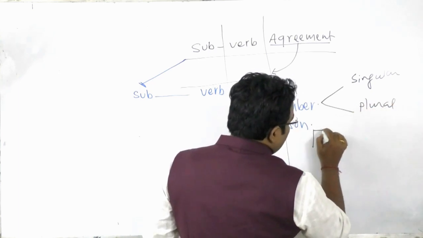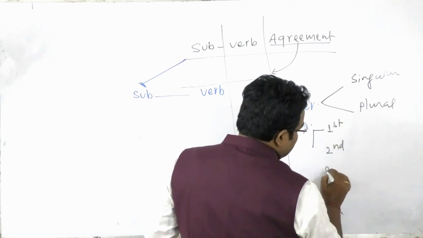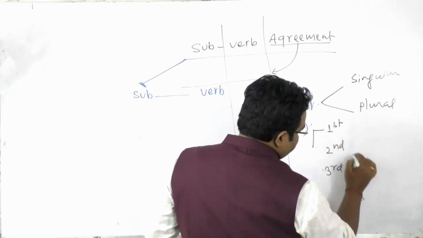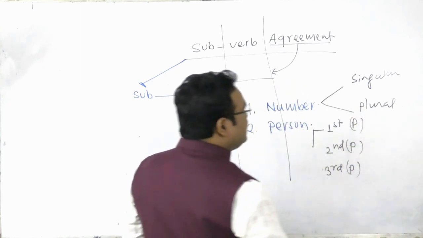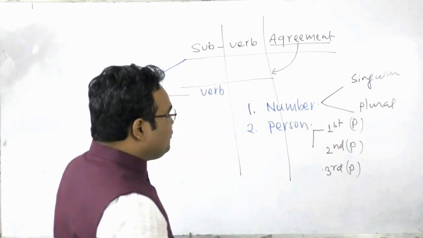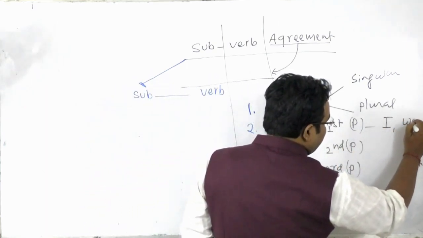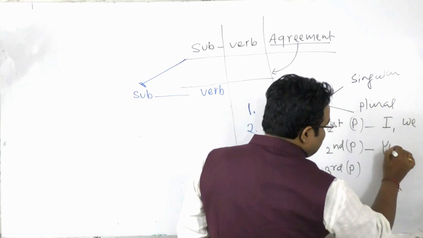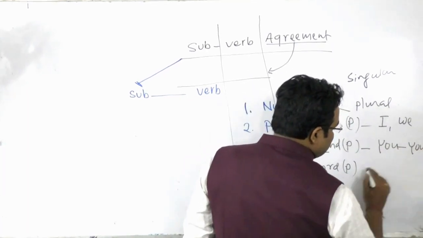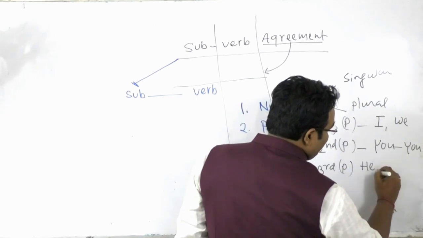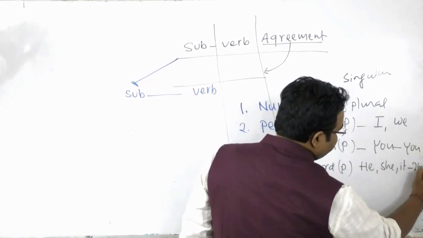Person means first person, second person and third person. When we talk about first person, this is the speaker one: I, we. Second person, the listener one: you. And the third person, about whom we are talking: he, she, it and they.